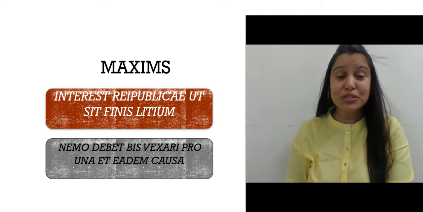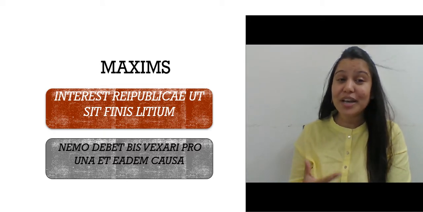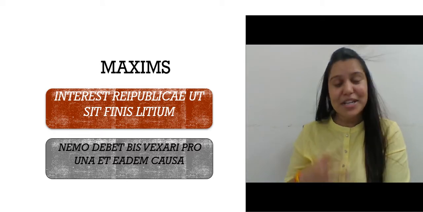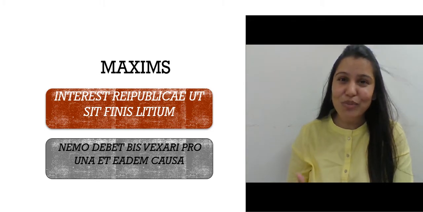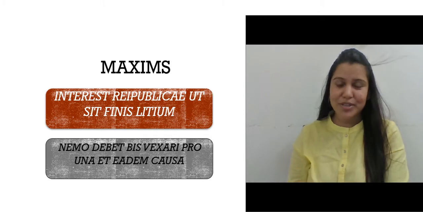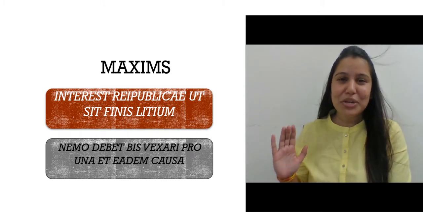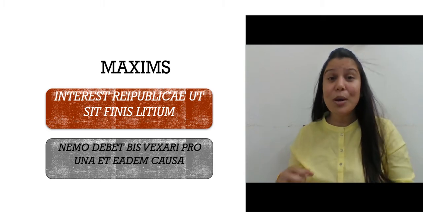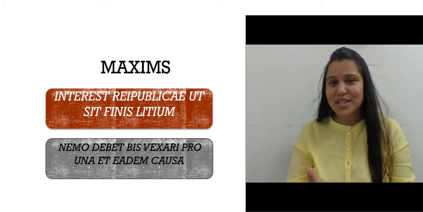So here are two maxims which are relevant to it. The first one is interest reipublicae ut sit finis litium. It simply means that it shall be in the interest of the state that there should be an end to litigation. It does not mean that litigation should not be there at all. No, it means an end to multiple litigations on the same ground, as we have discussed in the section.